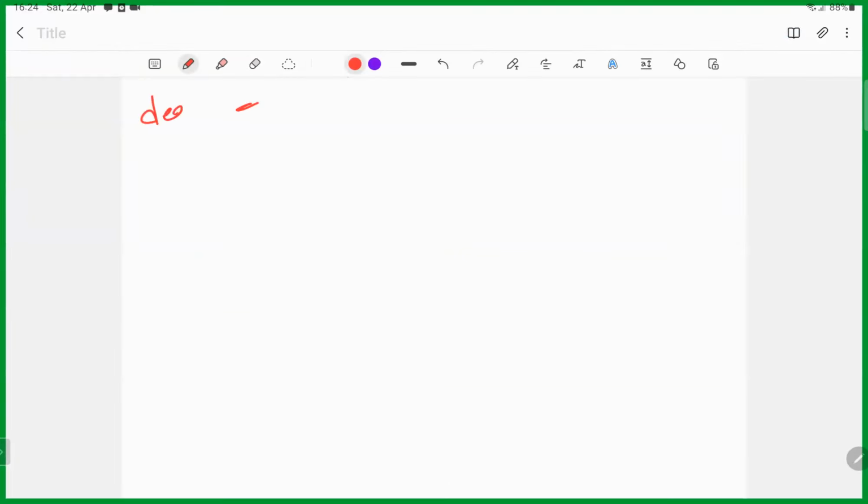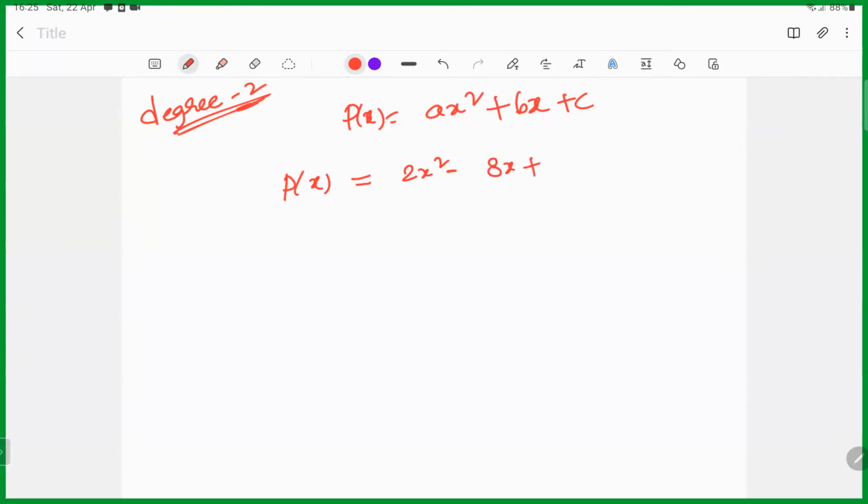So now let's go to degree two. Let's say p of x equal to ax square plus bx plus c. So here we need to use that middle term splitting. Let me give you one p of x and find out zeros and tell me. P of x equal to 2x square minus 8x plus 6. Prince, do it and tell me, okay? Yes, sir. So here you need to use the middle term splitting, right?